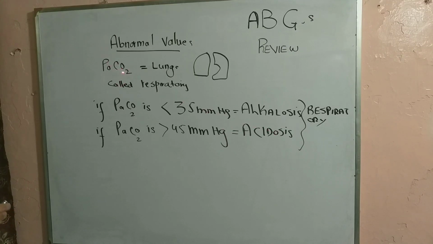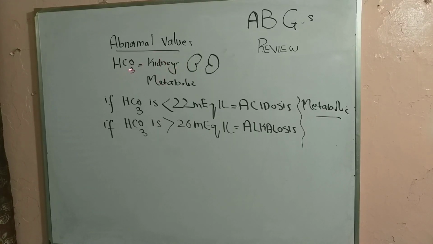See, the partial pressure of carbon dioxide is dealt with by the lungs, and this component is known as respiratory alkalosis or respiratory acidosis. The last component of the ABGs, bicarbonate, is related to the kidney. Either the kidney retains it or gets rid of it by excretion, and this limb is known as the metabolic limb. If the bicarbonate is less than 22 milliequivalents per liter, we call it acidosis, and if it is more than 26 milliequivalents per liter, we call it alkalosis, and this entity is known as metabolic.